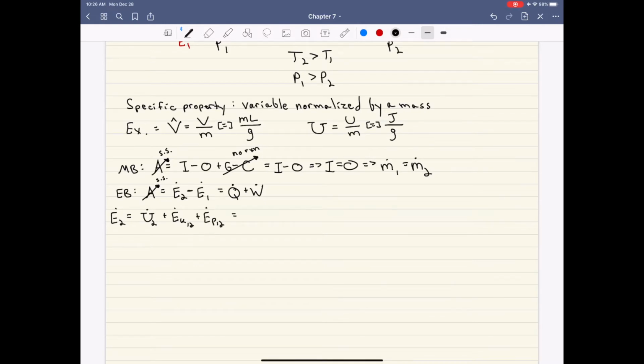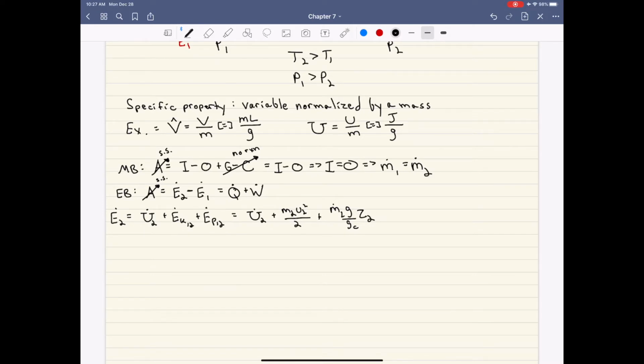I'm now going to write the functional forms for the kinetic and potential energy, but I'm going to leave the internal energy just like this for now. In any case, the kinetic energy is mass times velocity squared divided by 2, and the potential energy is mass times gravity divided by gc times its height, z2. Alright, so those are the typical things.